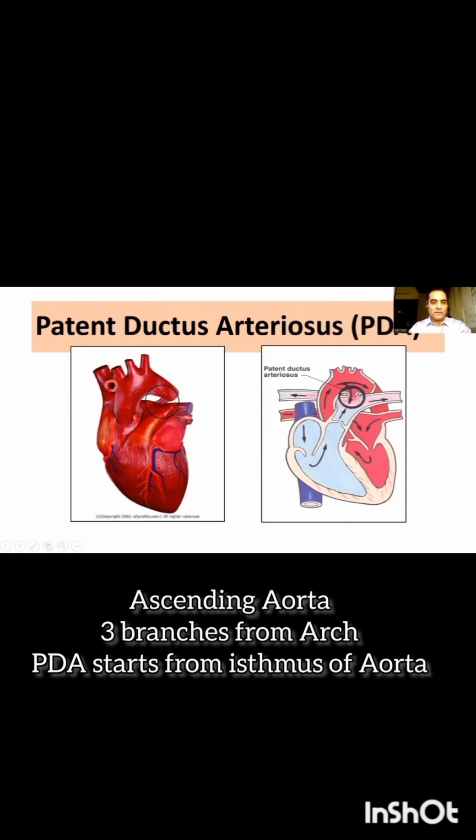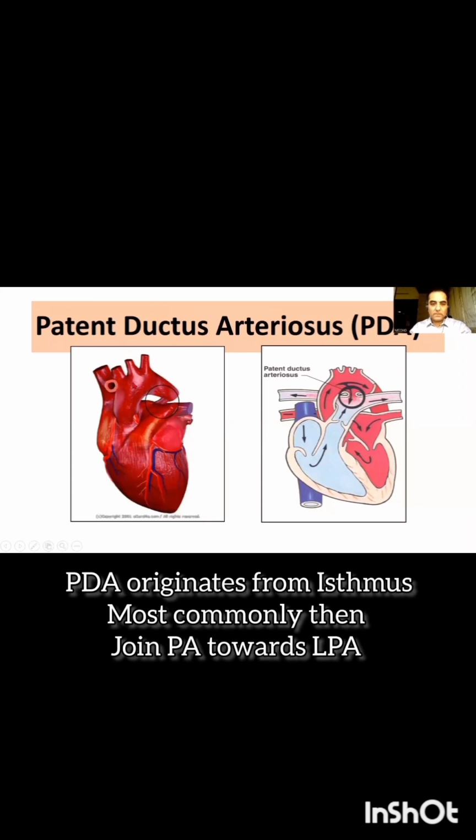The PDA starts from the area that is known as the isthmus. Most commonly that is a part of the descending aorta just after the third branch, and then from there it arises and goes and meets the main pulmonary artery towards the LPA, that is the left pulmonary artery.